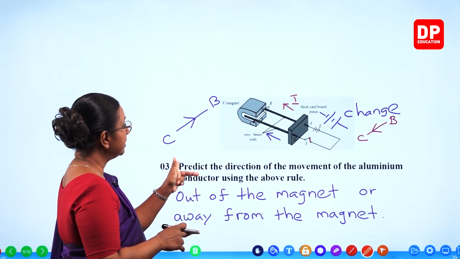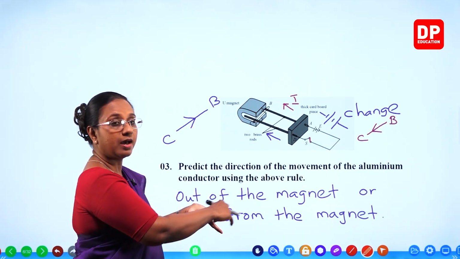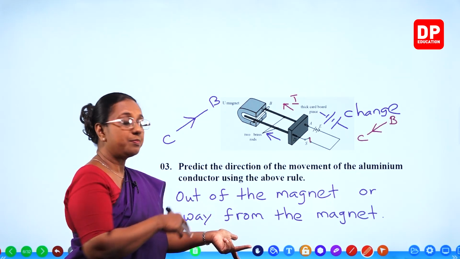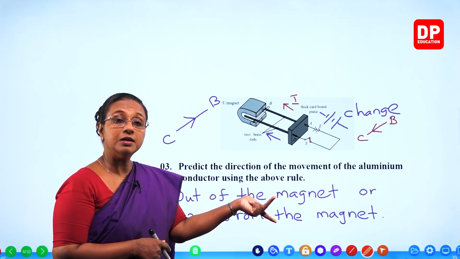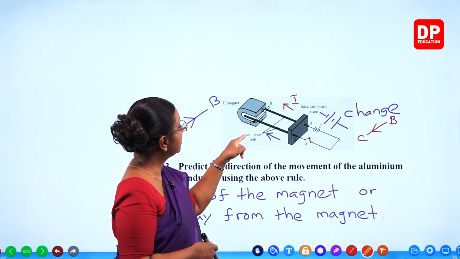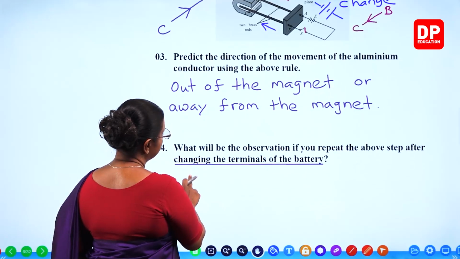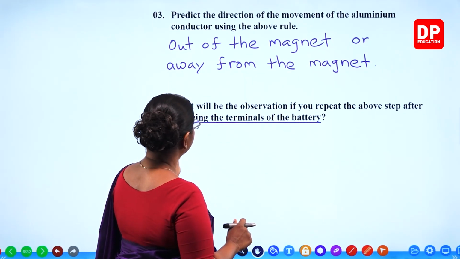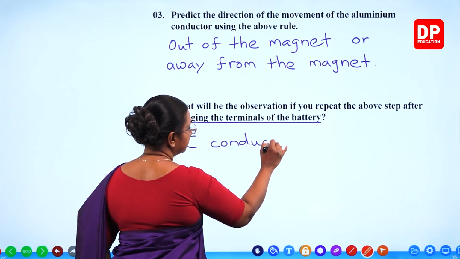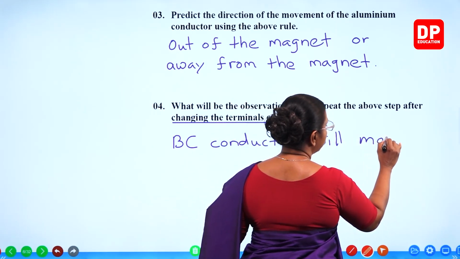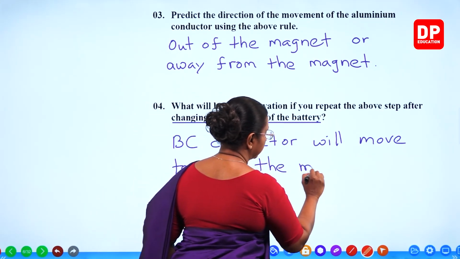So this finger has to be towards the CB direction, but still the magnetic field is downwards. So, magnetic field down, current flow in the CB direction. The thumb points into the magnet. When you hold the three fingers perpendicular, the thumb will point into the magnet or towards the magnet. Then the BC rod will move into the magnet or towards the magnet. So, what will be the observation if you repeat the above step after changing the terminals of the battery? The BC conductor will move towards the magnet.